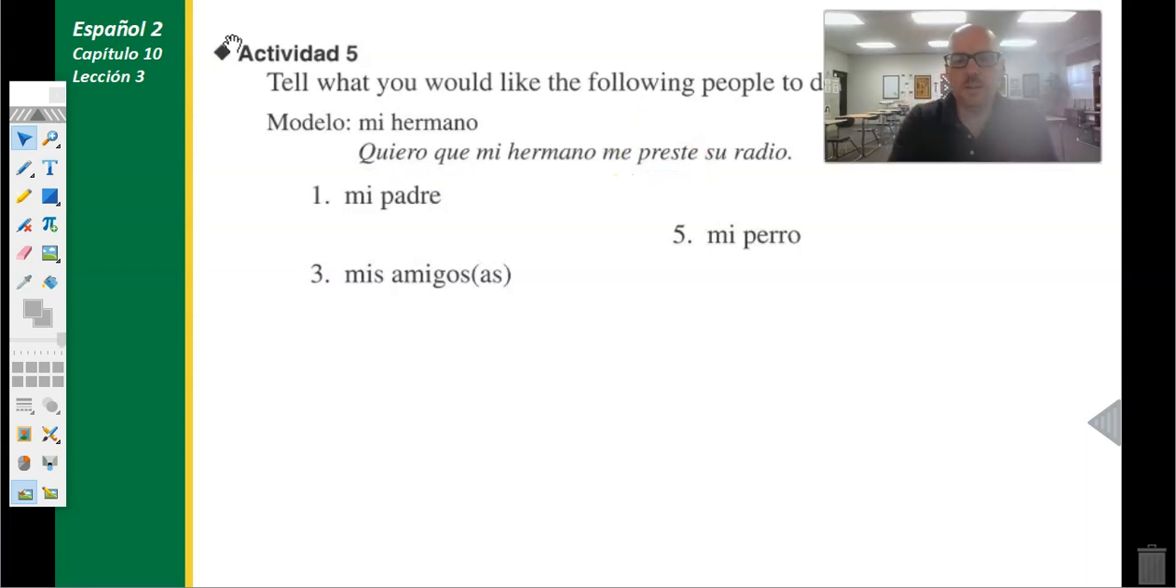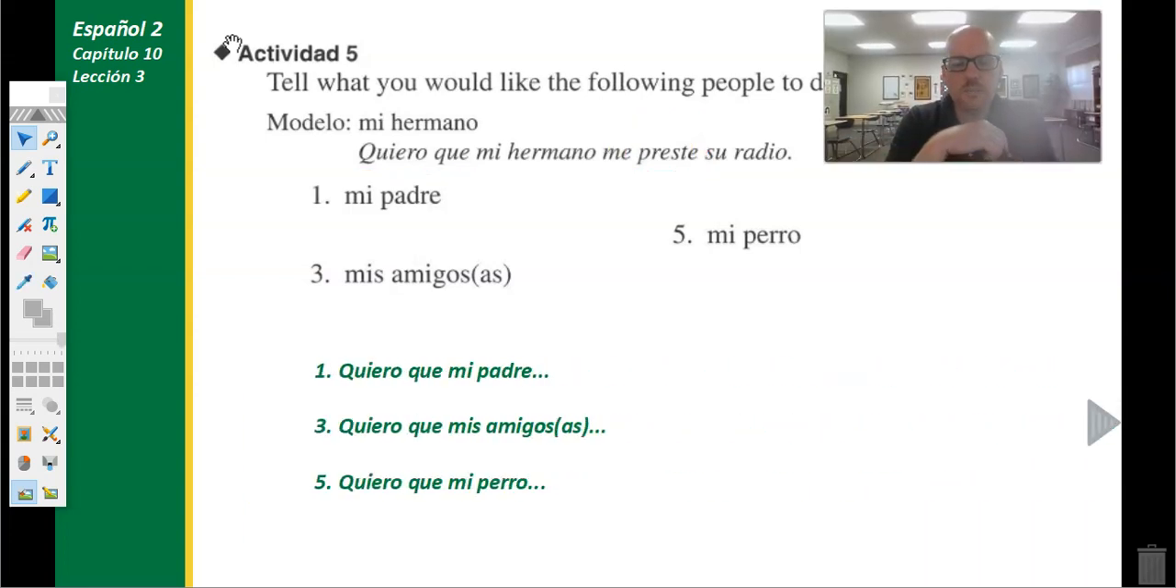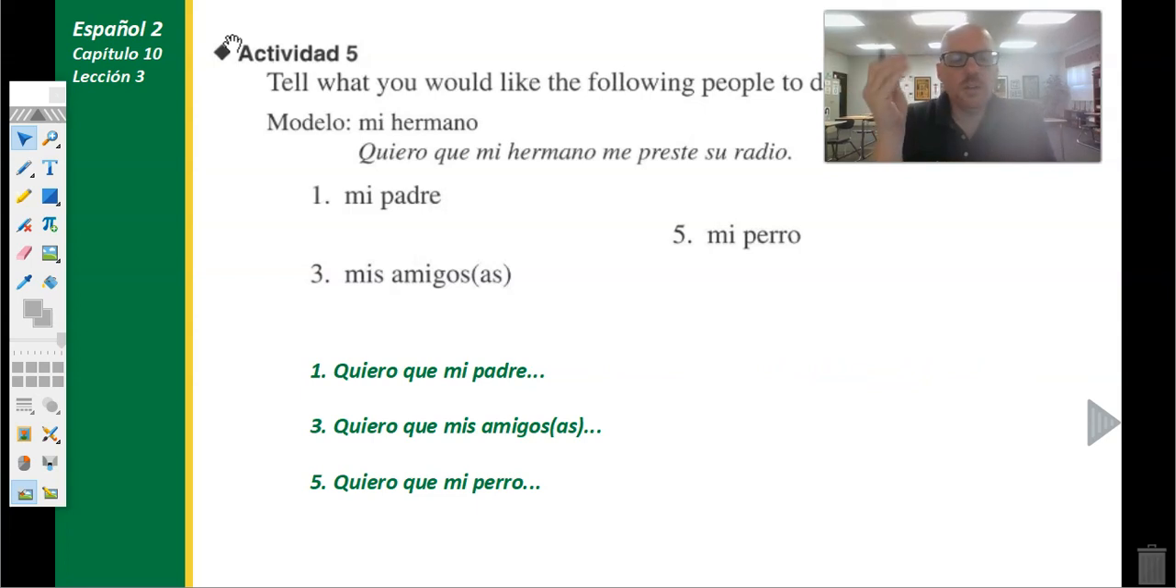All right, let's see how you did on those. Just 3 of them. Hope you got some good suggestions here. Número 1, quiero que mi padre, I want my dad to do whatever. You could say, I want my dad to buy a new car. Quiero que mi padre compre un carro nuevo. The important thing with each of these is that after what's here for 1, 3, and 5, you have that verb in the subjunctive form.